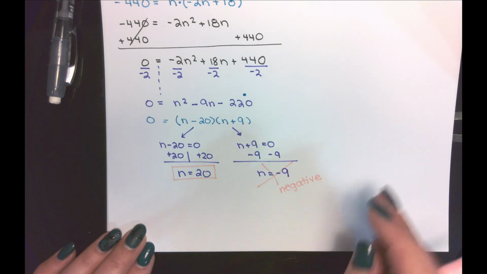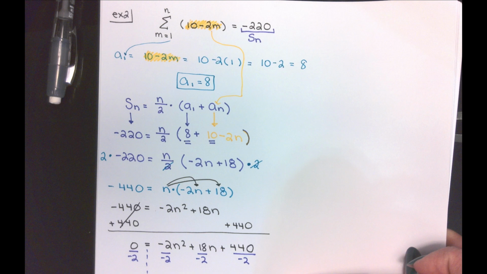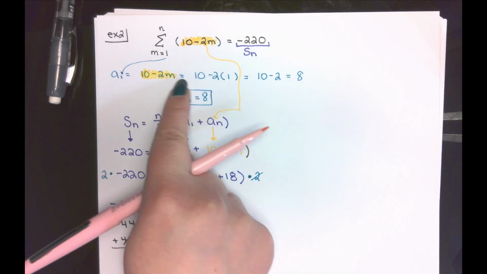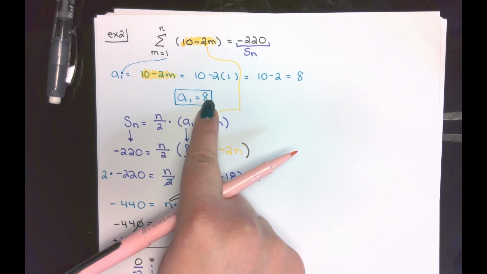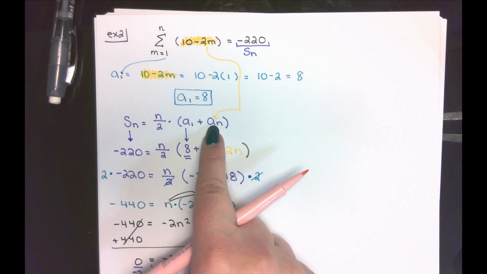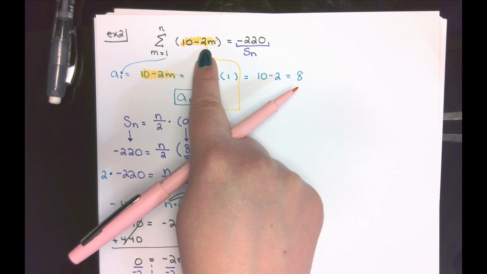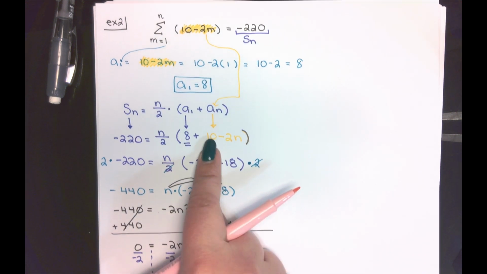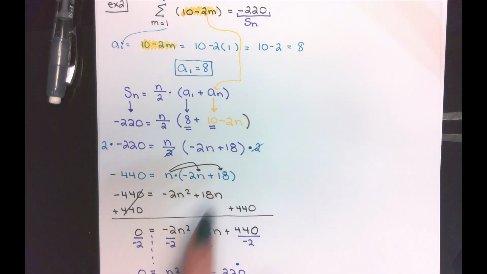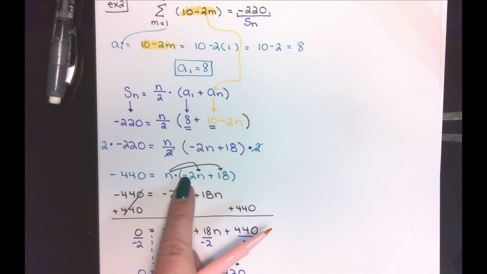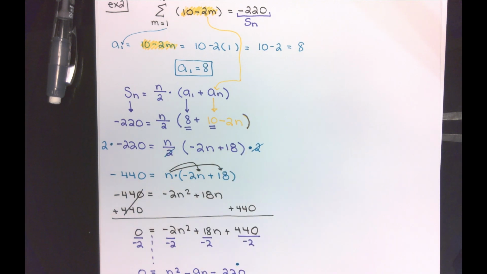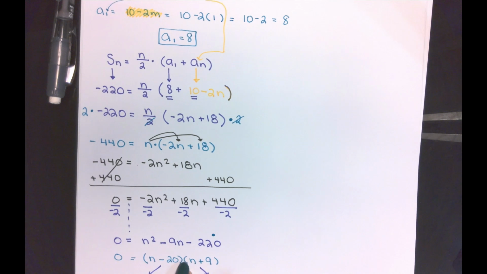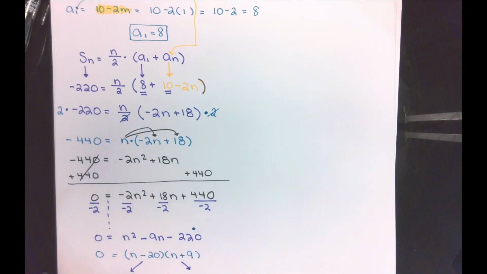Okay? So main things to wrap up, to remember. A sub 1, you put your lower limit into your m to find a sub 1. Next, your a sub n comes from the given explicit rule that they provide for you. After you combine like terms, you're going to multiply by 2 both sides. Distribute just the n. The 2 is going to be gone. The fraction is going to be gone. Then move everything to one side. Solve by factoring. Thank you so much for your time.